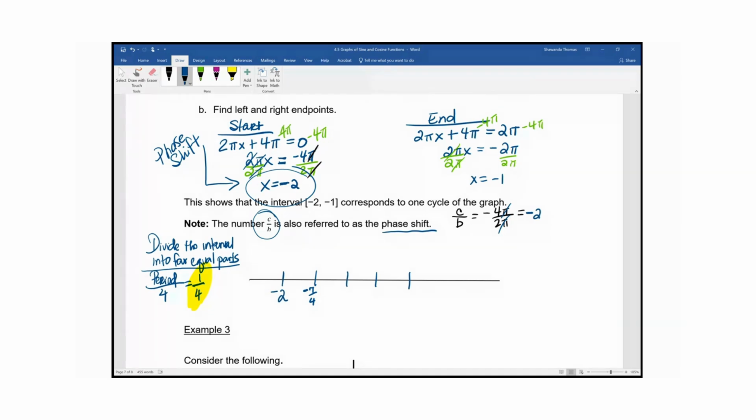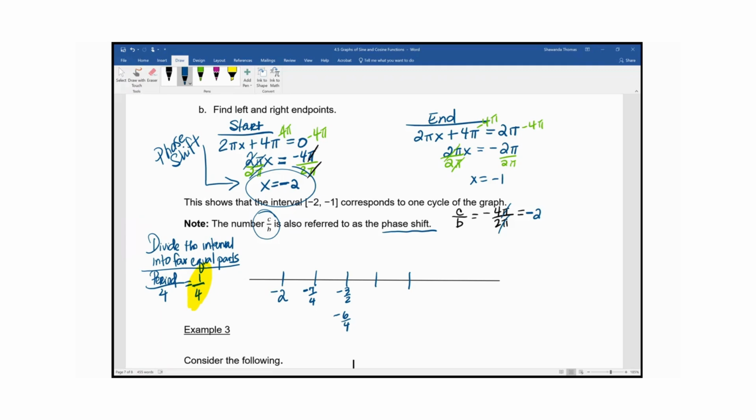-7/4. Okay, what do you say? -6/4. And what is -6/4 reduced? -3/2. All right. But keep that -6/4 because we like that. It has the same denominator. Okay, so let's write that down.